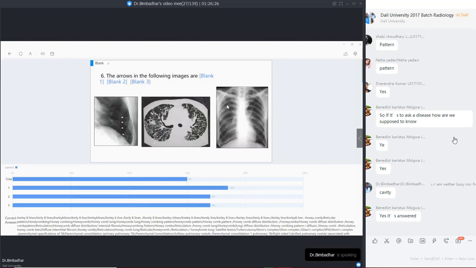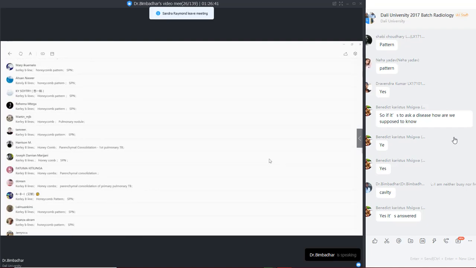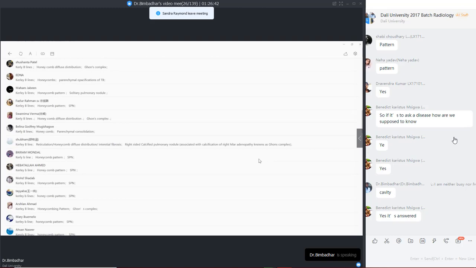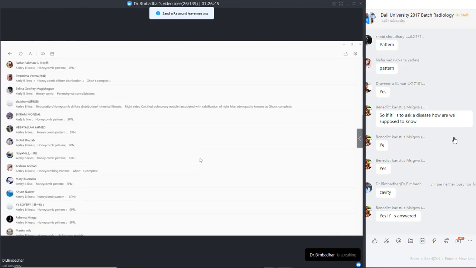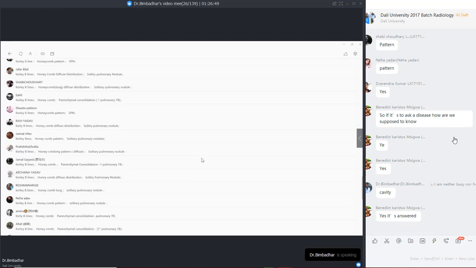But Ghon's lesion is generally not like that. Very few people have written down this one as a solitary pulmonary nodule. I guess Benedict is the only one who has written that answer. Let me check, I don't know if I can remember. Yes, very few people have written solitary pulmonary nodule, and only one person has written satellite lesion.